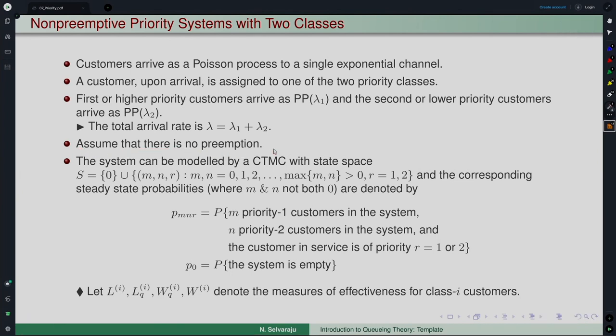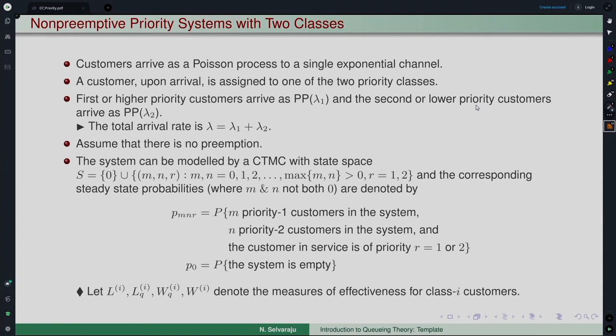So, this is a non-preemptive priority system. There are two priority classes: the higher priority one arrives at the rate lambda 1, and the lower priority arrives at the rate lambda 2. Such a system can be modeled with the assumption of exponential service and the arrival process being Poisson. At any given point of time, the arrival could be higher priority with a certain probability, and with the remaining probability, the arrival could be of the lower priority.